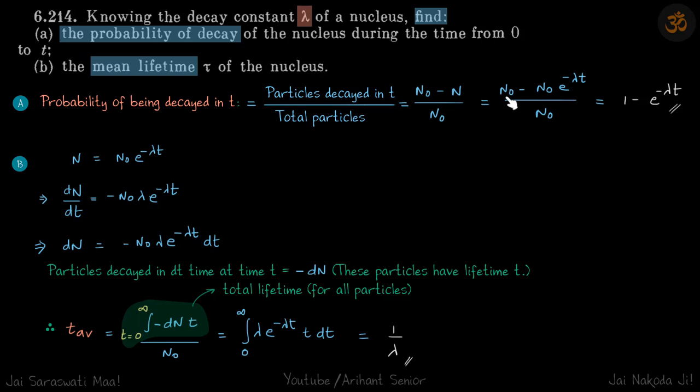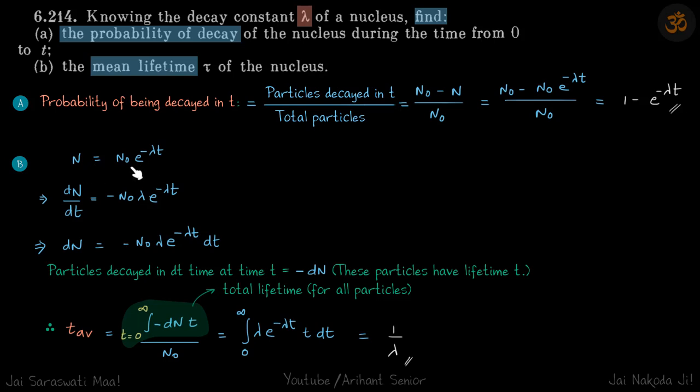So this is (n naught minus n naught e to the power minus lambda t) by n naught, which gives our answer. So this is the probability of any nucleus getting decayed by the time t has passed. In the second part, the mean lifetime. So we have n equal to n naught e to the power minus lambda t, our standard equation.